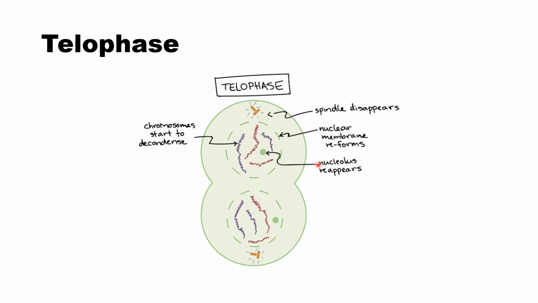Kasi 'di ba doon sa early phases nung mitosis, nawala yung nucleolus. Pero dito sa telophase, dito na siya magre-reappear. Kasi basically parang dalawa ng cell ito. So from one cell due to mitosis, naging dalawa na.